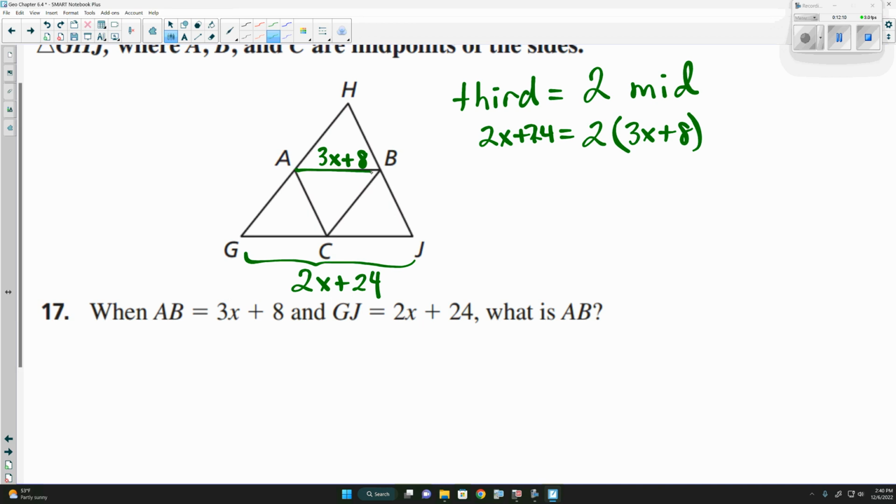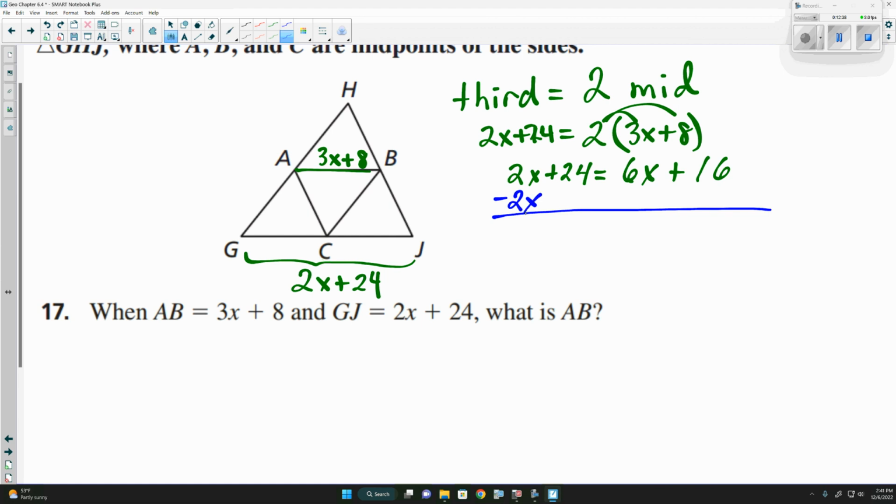We're going to distribute it, yes. So the 2x plus 24 is still going to stay the same. The other side, we'll do 2 times 3x, which gives us 6x, and 8 times 2 is 16. So we just multiplied the mid-segment by 2 for them to be equal. Now we just need to solve for the value of x. Now the first thing we can do is subtract 2x, which will tell us that 24 is equal to 4x plus 16.